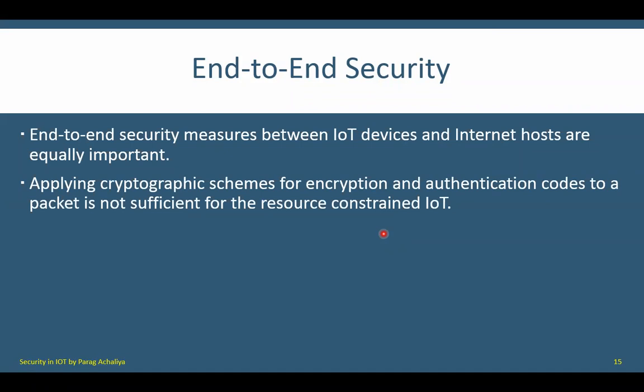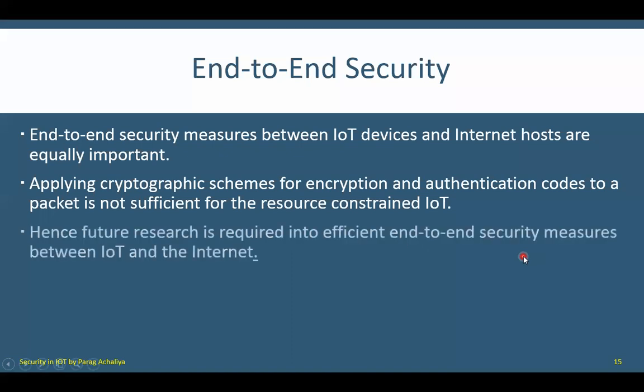Applying cryptographic schemes for encryption and authentication codes to a packet is not sufficient for a resource constrained IoT. Only applying cryptography for encryption and authentication is not sufficient for securing data which is generated by your IoT application. Hence, future research is required into efficient end-to-end security measures between IoT and the network. So there must be some kind of research while studying your IoT and your data generation in case of your IoT application.